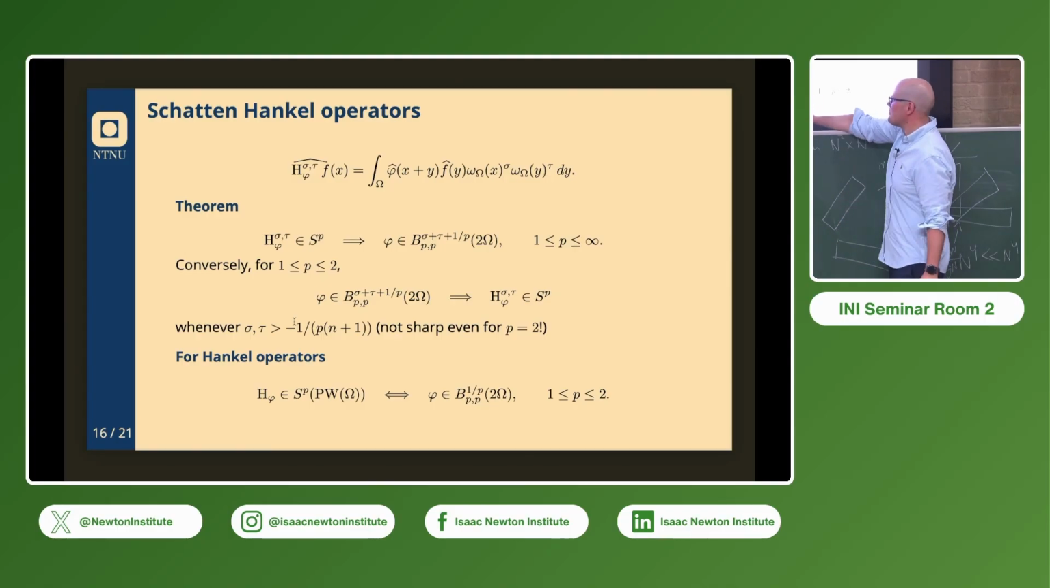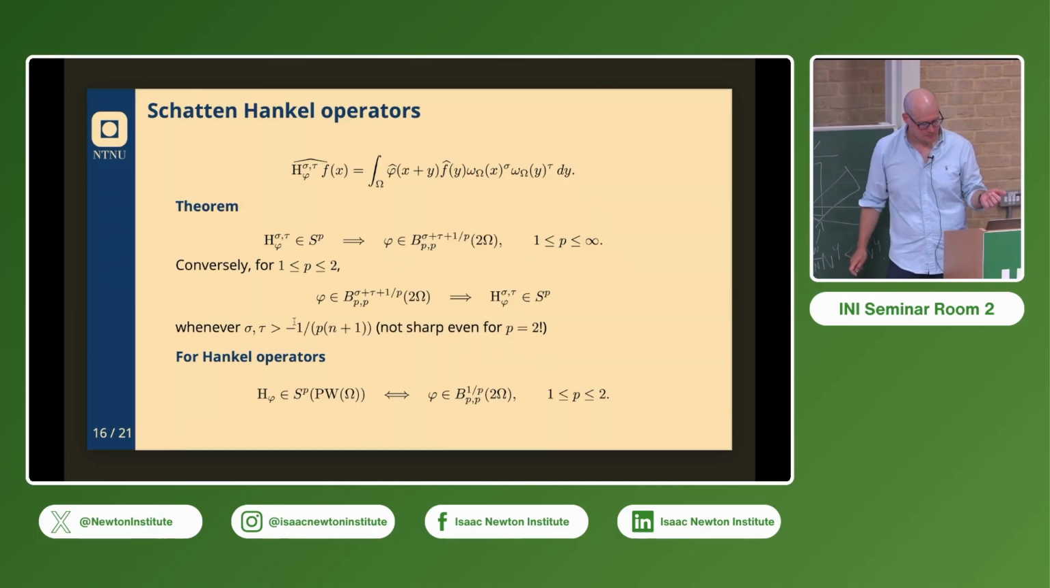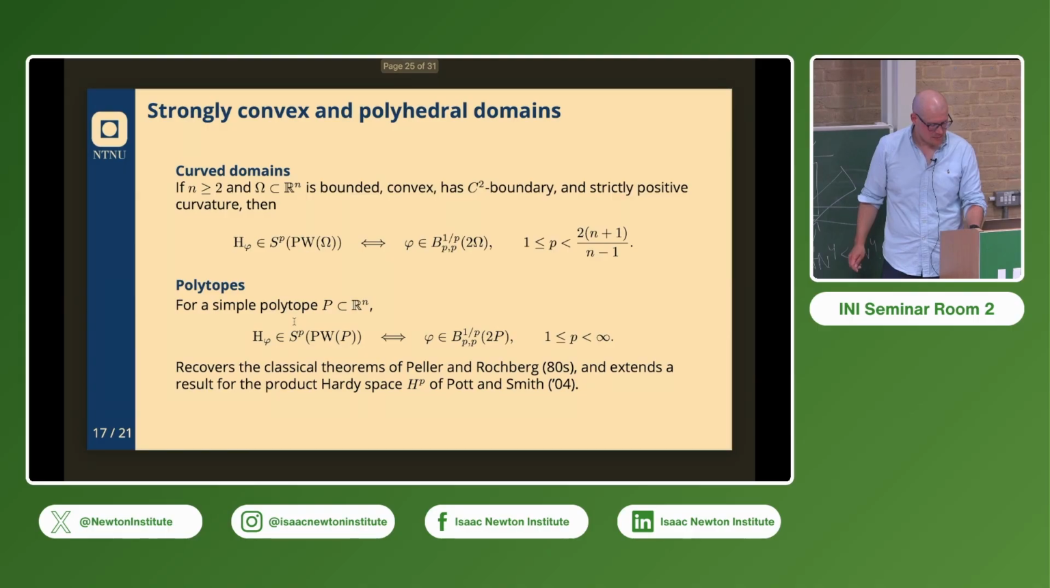Anyway, for Hankel operators where you have no weight, these things are equivalent in the range 1 to 2 at least. I would really like 1 to infinity, but we have 1 to 2 in general. Again, this is kind of technical stuff, so I wouldn't go into it too much.